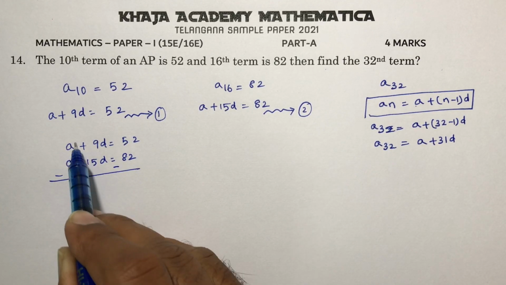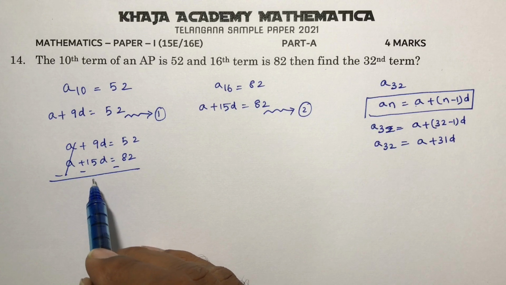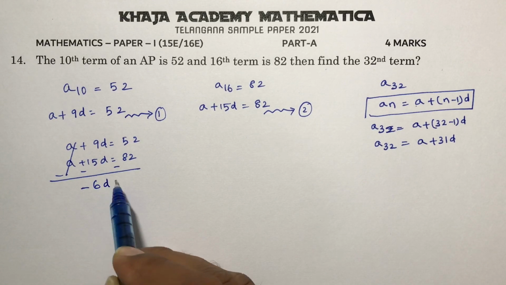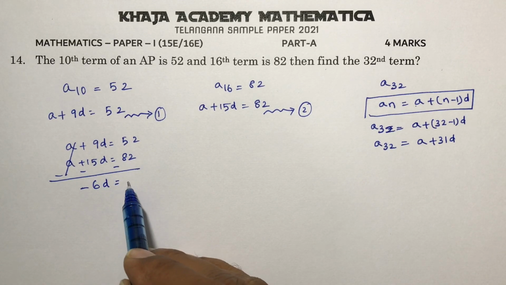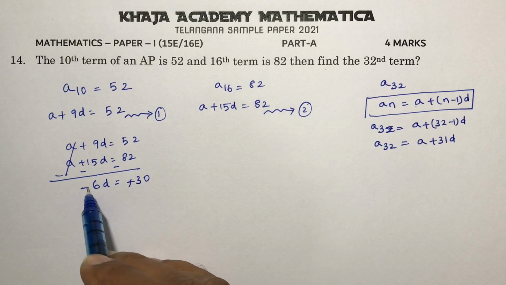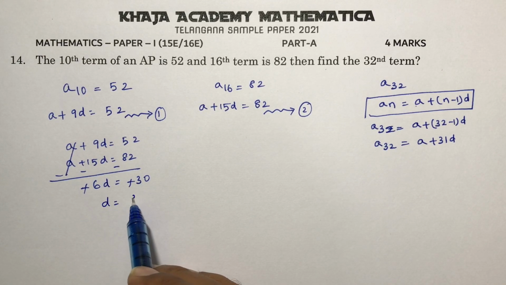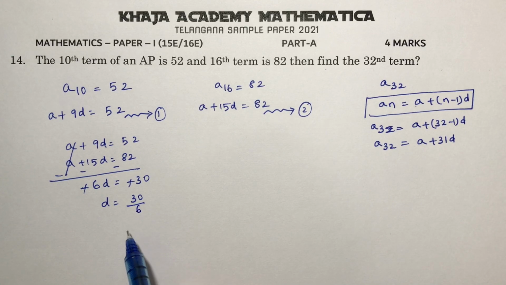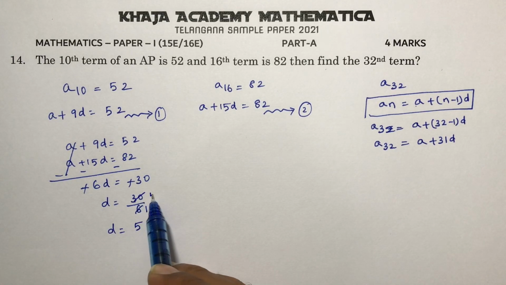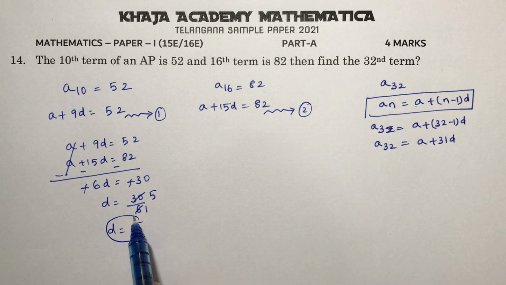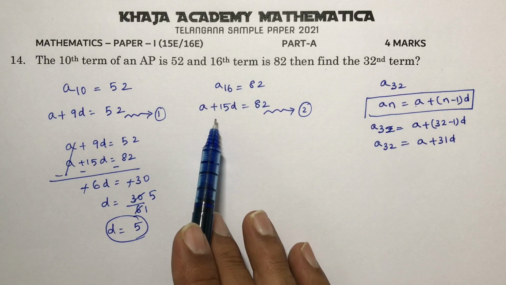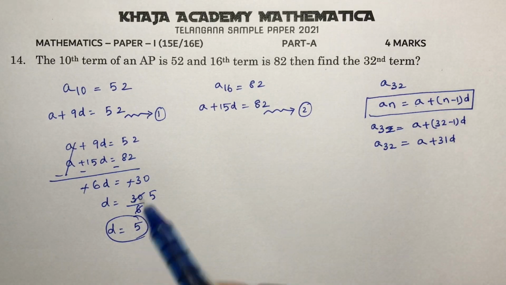Minus minus and minus. 9 minus 15 is minus 6d. 52 minus 82 is minus 30. So d value is 30 by 6. So d is 5. 6 times 1, 6 times 5. So the value of d is 5. Now this d value, substitute in any one of the equations. You will get the value of a.